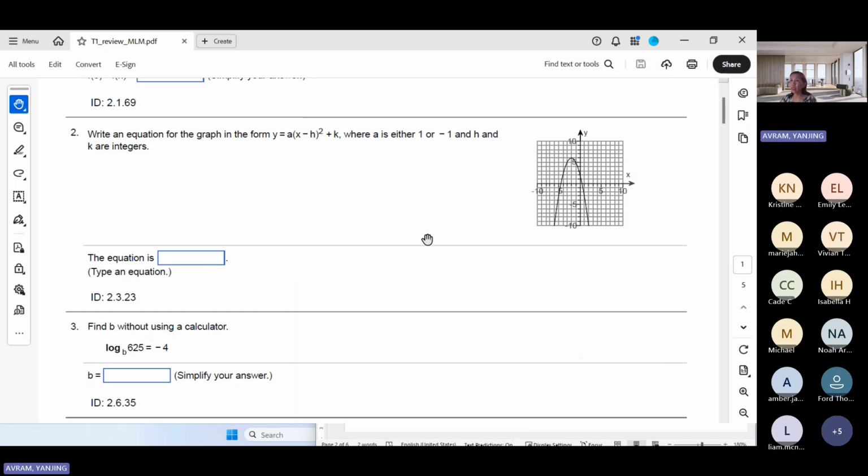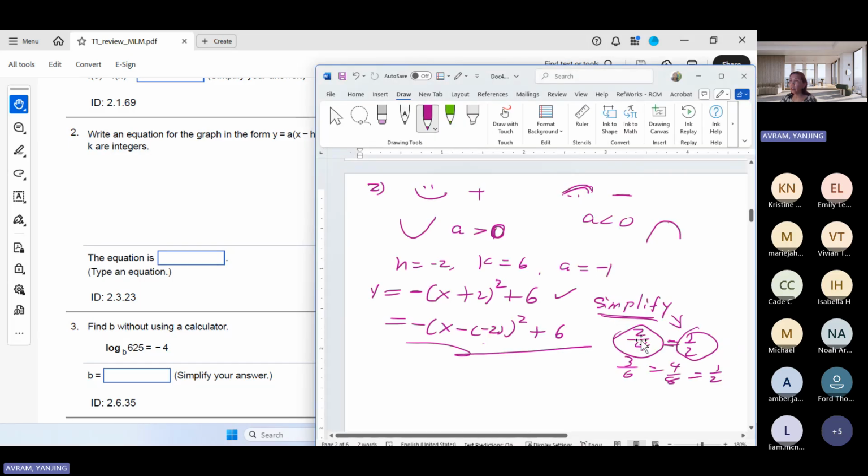Okay, any questions? So you need to type an equation, and if you only type a negative x plus square, even this one, you got a correct answer. But if you don't type an equation here, the system will still count you wrong. Okay, so you always have to read the instruction very carefully.